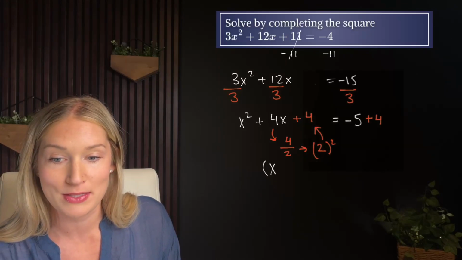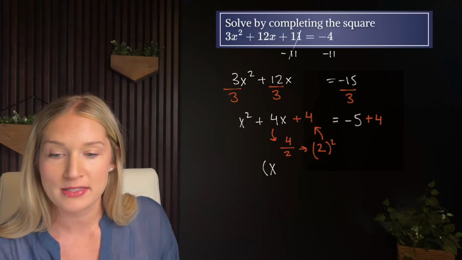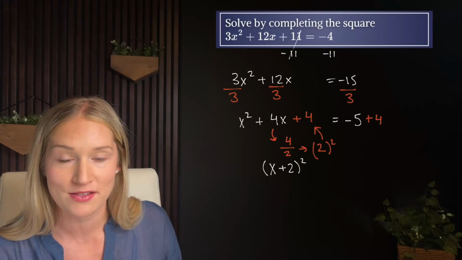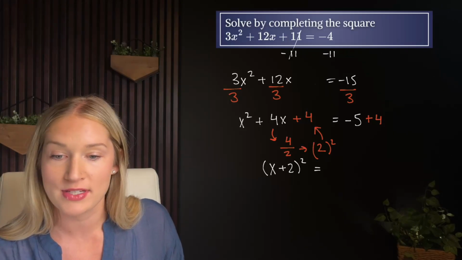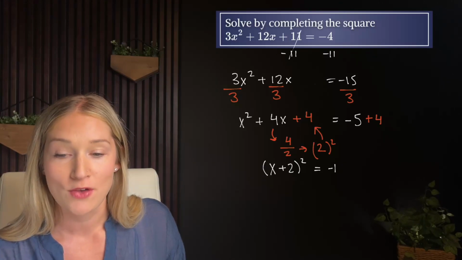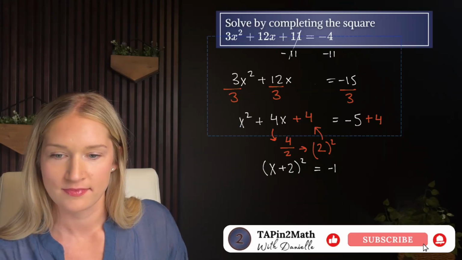It's going to be my variable with that magic number that I had a minute ago, 2. So x plus 2 all squared, and that's the entire left-hand side factored. On the right, I just add the negative 5 and the 4 to get negative 1. From here, I'm going to go ahead and clean up, and then I will solve the quadratic.